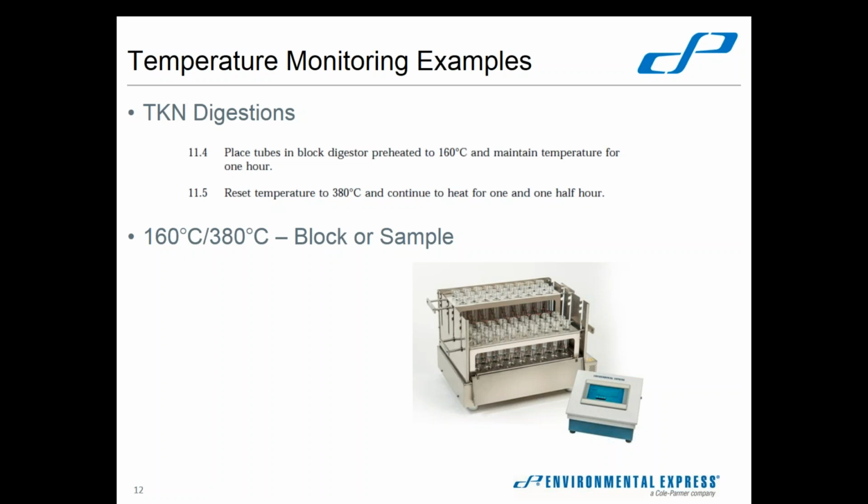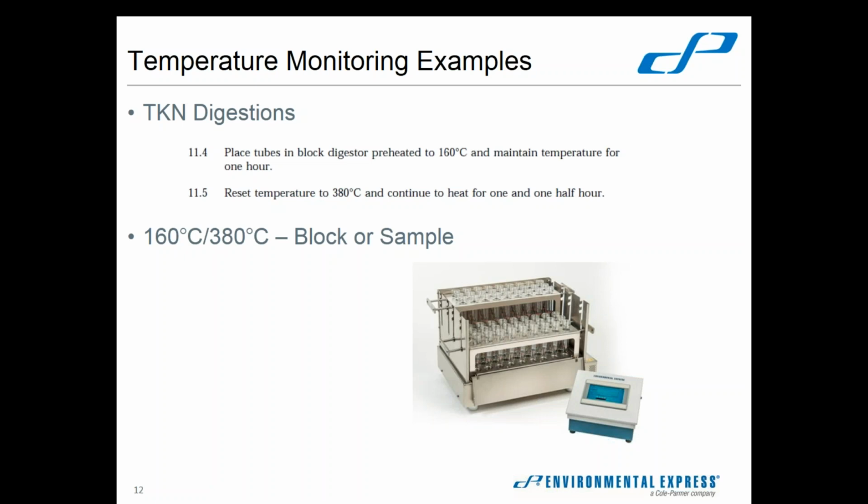TKNs, very similar to metals digestions. You're heating, you've got samples in tubes, you heat them in a block, and they get hot, and fun things happen. So here again are excerpts from the method. Place your tubes preheated to 160, maintain temperature for an hour. Reset temperature to 380, continue to heat for 1.5 hours. This one's slightly differently worded in that it does not actually tell you to heat the samples to these temperatures. It asks you to heat the block to these temperatures.